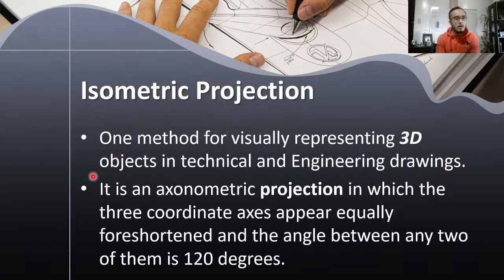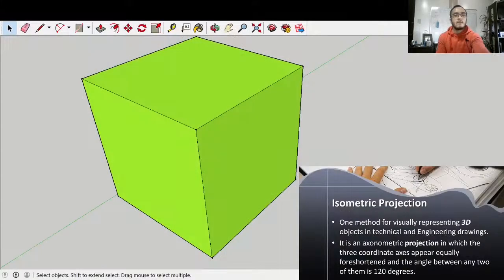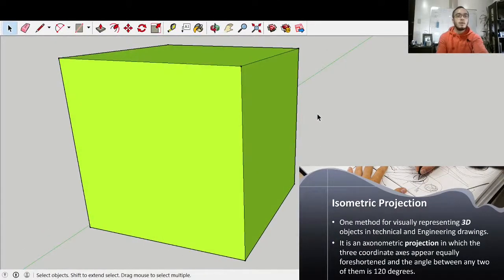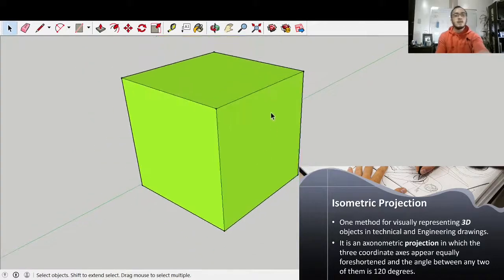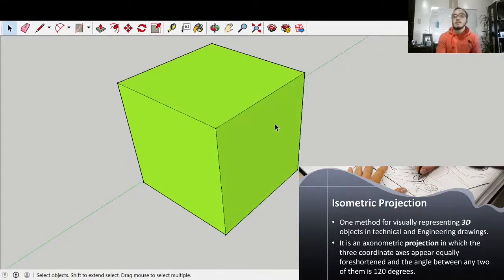As for the other definition, isometric projection is an axonometric projection in which the three coordinate axes appear equally foreshortened and the angle between any two of them is 120 degrees. So what does that mean? Suppose that we have this three-dimensional object, a cube, a box. In isometric projection, the three coordinate axes appear equally foreshortened.